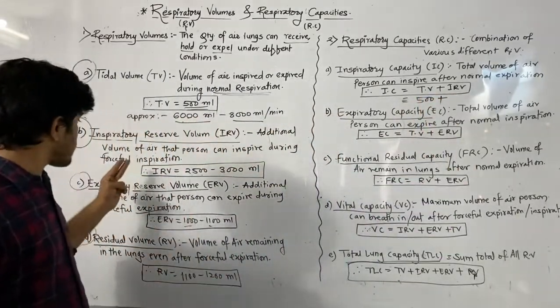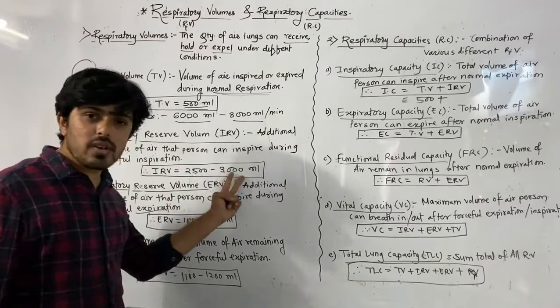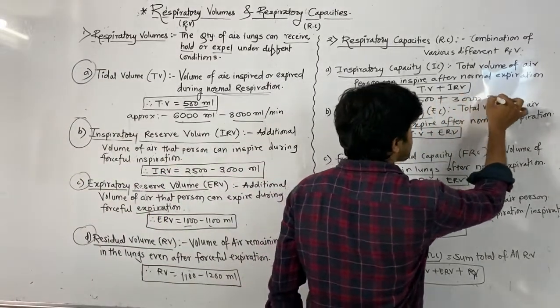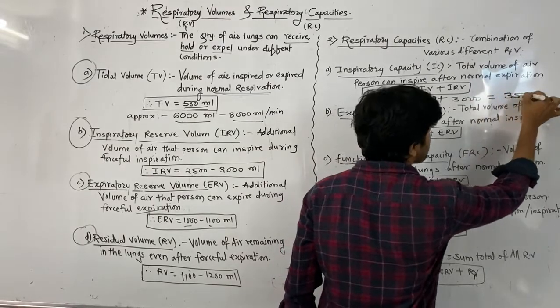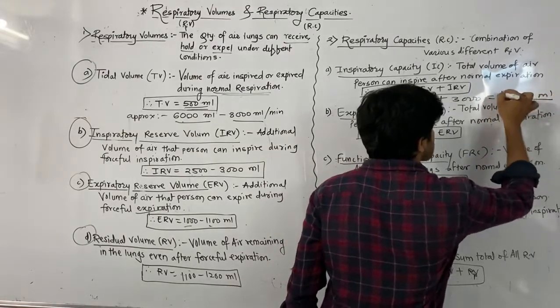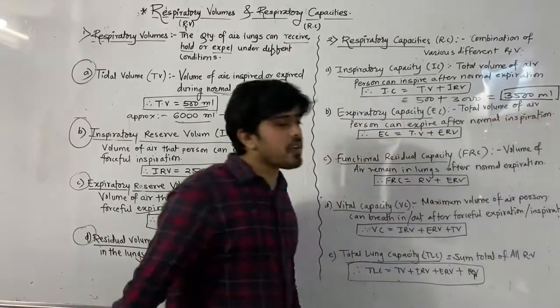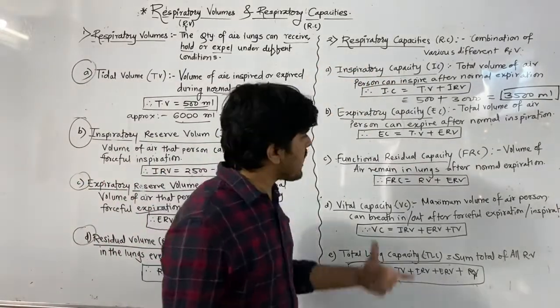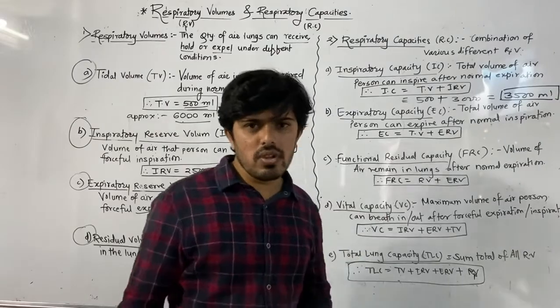IRV, you can see 2500 to 3000. I am taking maximum value, that is 3000. So value comes nearly 3500 ml. So IC of lung, inspiratory capacity of lung is 3500 ml. So while calculating, take the highest possible value.